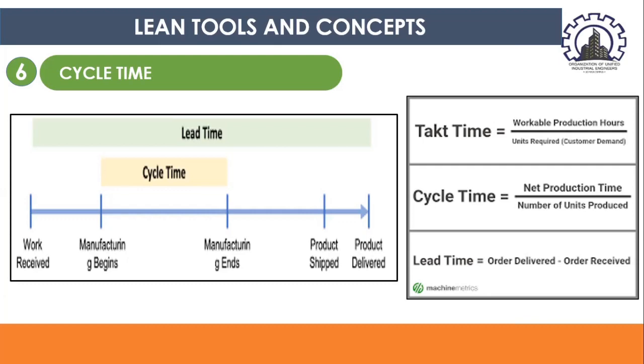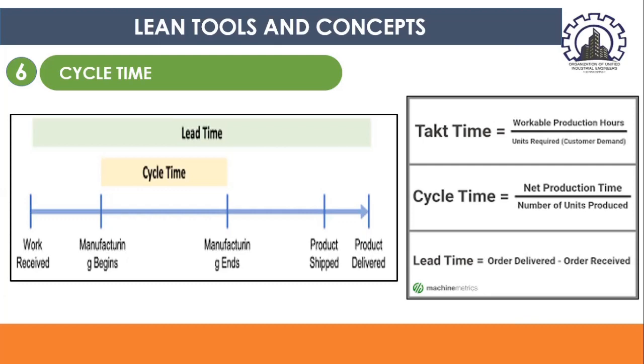On the other hand, we have cycle time. And cycle time's formula is the net production time divided by the number of units produced. In other words, cycle time is the time it takes to complete the production of one unit from start to finish. So the difference between takt time and cycle time is that takt time is based on customer demand, whereas cycle time is based on process.